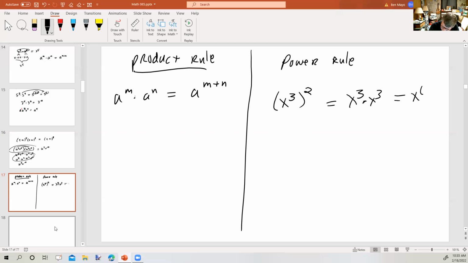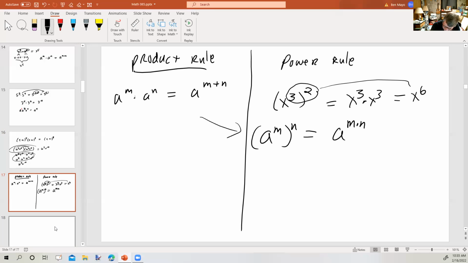So this would be x to the 6th. Well, if we look at this enough, we find enough examples, we start to realize that this multiplied together gives you that. So in general, we have a to the m raised to the n power is a to the m times n. Notice these are similar, but yet very different.